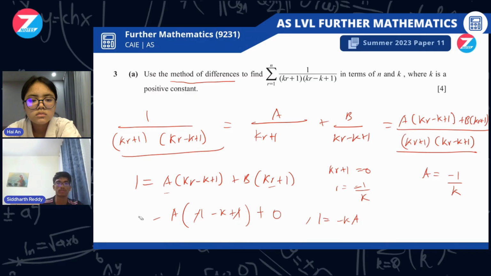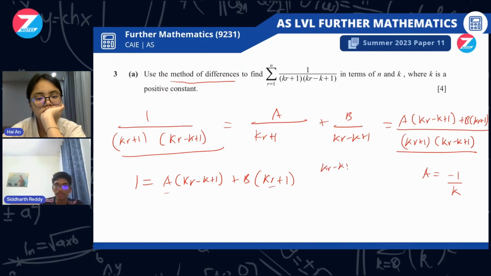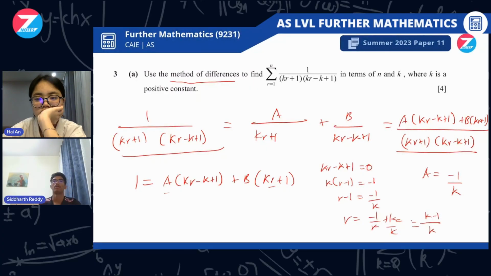So now let's do the reverse. Let's try to eliminate a. So kr minus k plus 1 is equal to 0. So k into r minus 1 is equal to minus 1. R minus 1 is equal to minus 1 by k. R is equal to minus 1 by k plus 1, which is equal to, so this becomes k minus 1 by k.